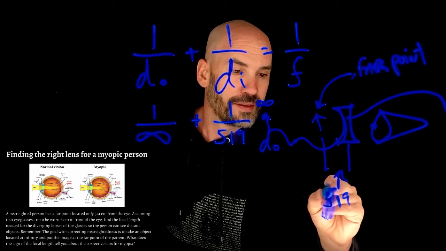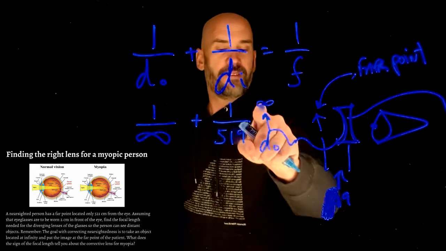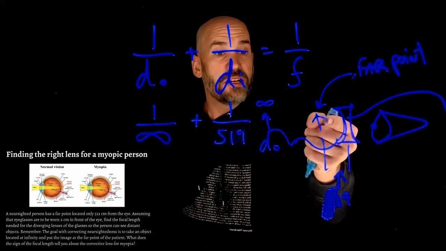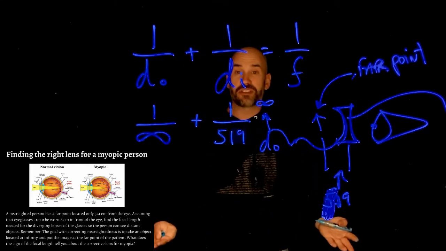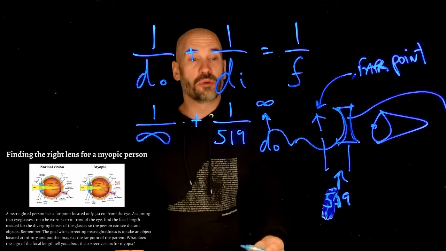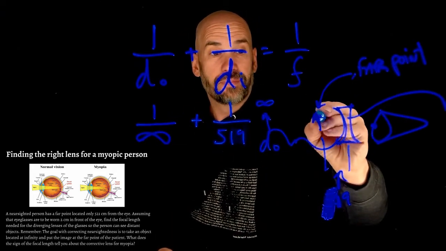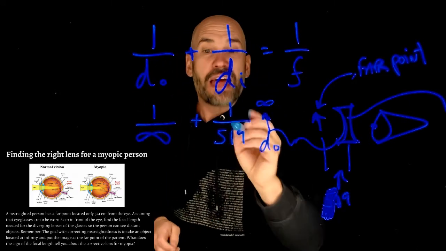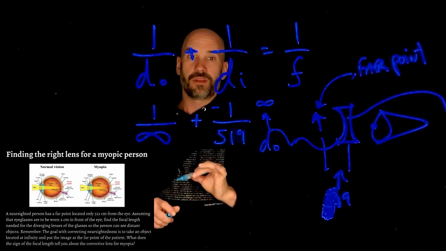All right, so I take something at infinity, but I want this lens to form an image. Now, if this image is on the same side of the lens as the object, what kind of image is it? It's going to be a virtual image, okay? And we also know it's a virtual image because it's upright. Okay, we're not putting on the glasses and seeing the world flip upside down, right? So that means that this is going to be a negative 519, okay?